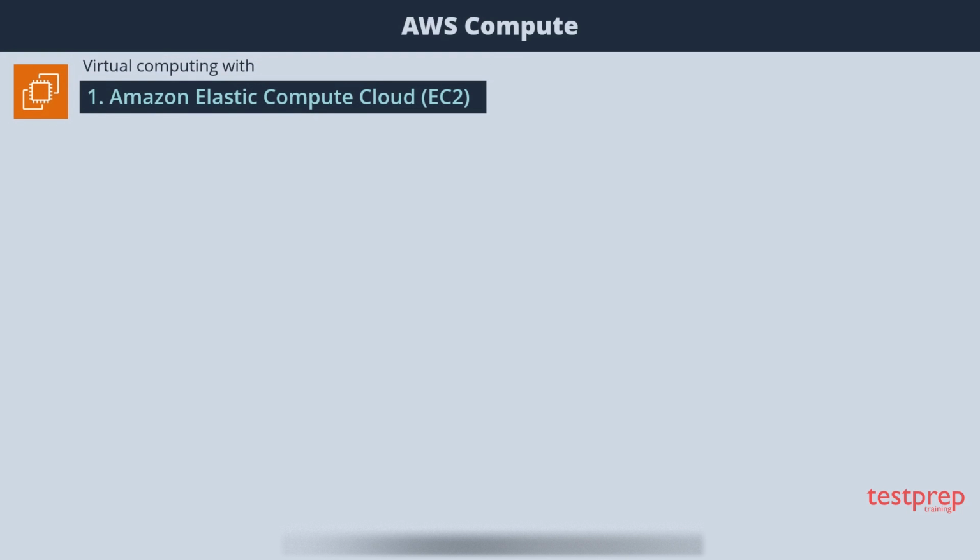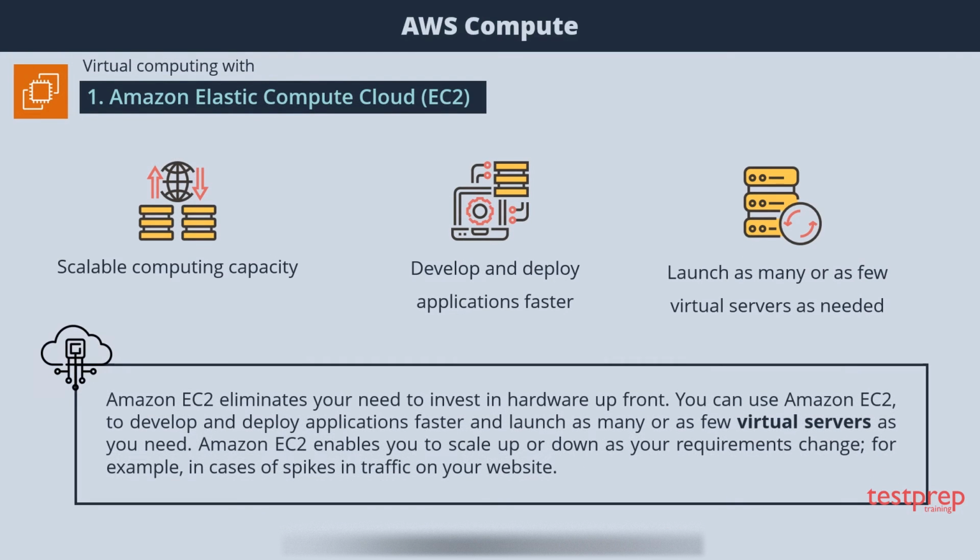Amazon EC2. Providing you with scalable computing capacity, Amazon EC2 eliminates your need to invest in hardware up front. You can use Amazon EC2 to develop and deploy applications faster, and launch as many, or as few virtual servers as you need. Amazon EC2 enables you to scale up or down, as your requirements change, for example, in cases of spikes in traffic on your website.